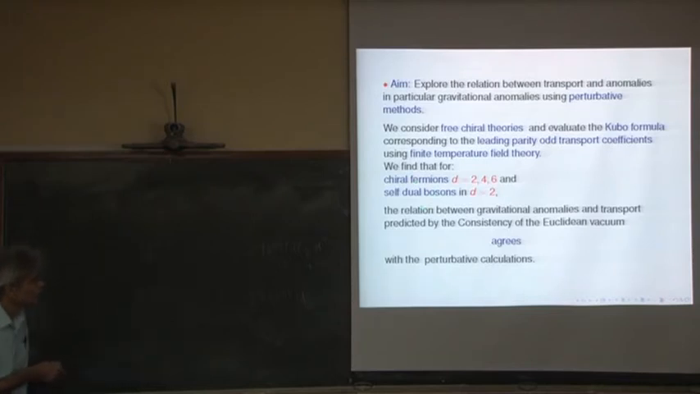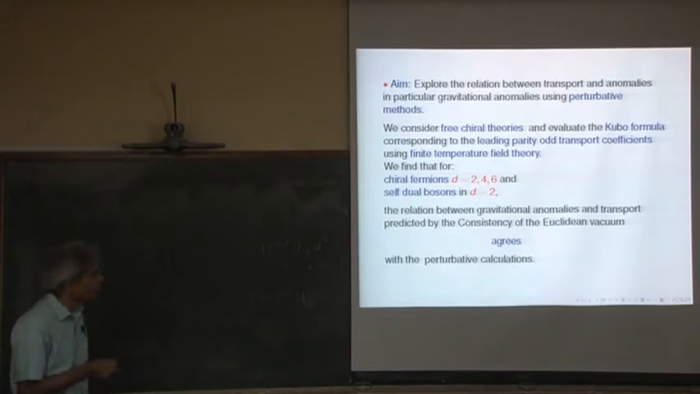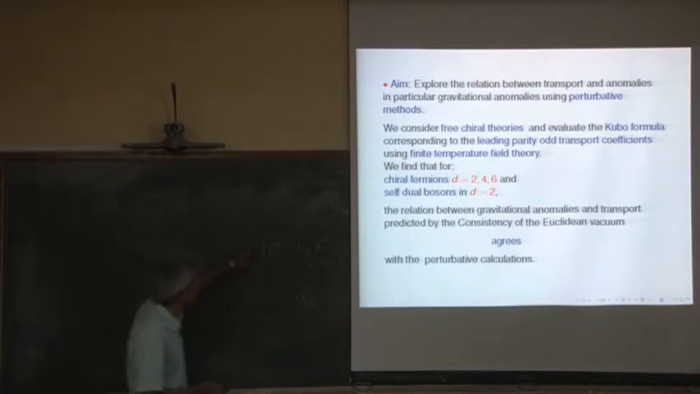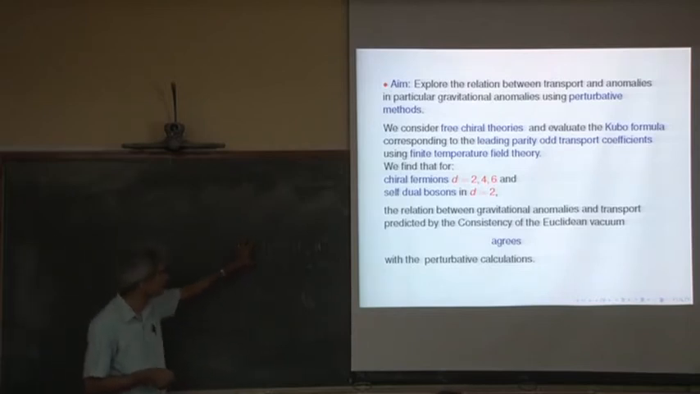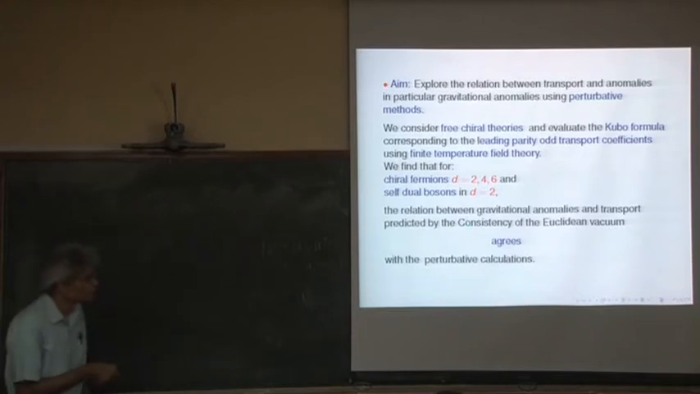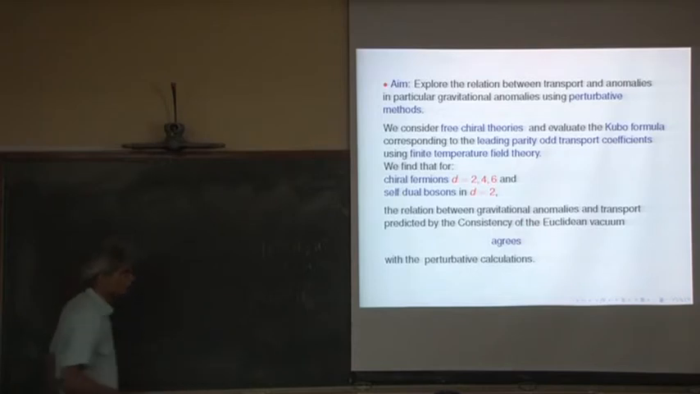Let me summarize the rough results which we'll obtain. We do it for various cases: chiral fermions in 2, 4, and 6 dimensions, and chiral self-dual bosons in 2. Chiral fermions and chiral self-dual bosons are equivalent theories, and you see that explicitly. We evaluate these coefficients explicitly and try to see how they are related to the anomaly directly. The relation between the gravitational anomaly and the transport predicted by this consistency argument agrees with the perturbative calculation for these chiral fermions and self-dual bosons.